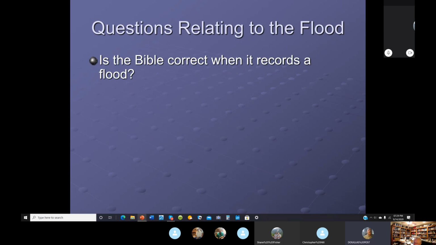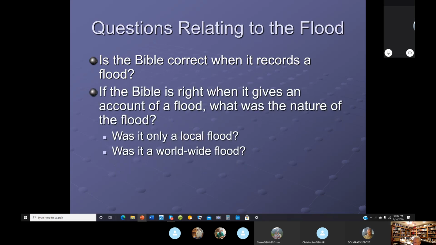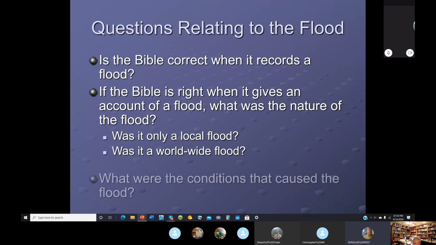Is the Bible correct when it records a flood? That's our question. If the Bible is right when it gives an account of the flood, what was the nature of the flood? Was it a local flood, or was it a worldwide flood? Many people who claim to believe in God take the position that the flood was local. So what we get into is, was it worldwide or merely a local flood? There are implications to taking both positions. The implications are far-reaching, I believe.